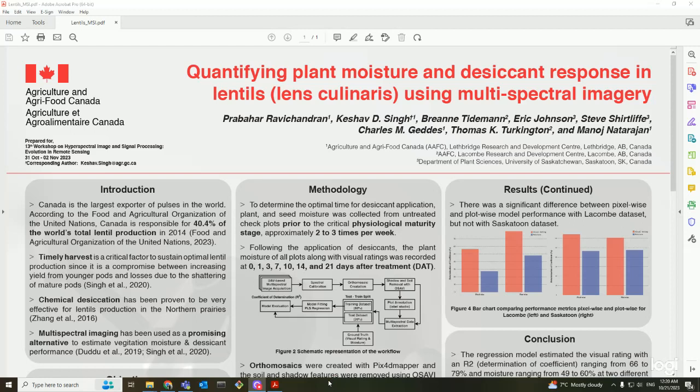Today's topic is on quantifying plant moisture and desiccant response in lentils using multispectral imagery. Canada is the largest producer of pulses in the world, and according to FAO, Canada was responsible for 40.4% of the total lentil production in 2014.